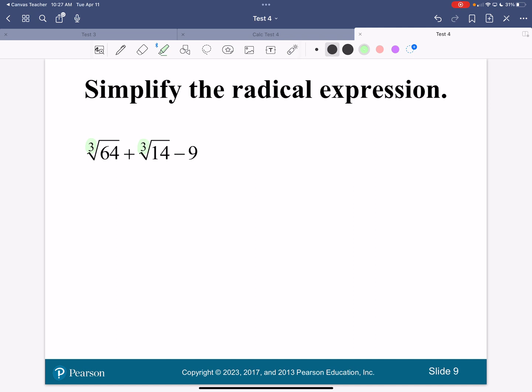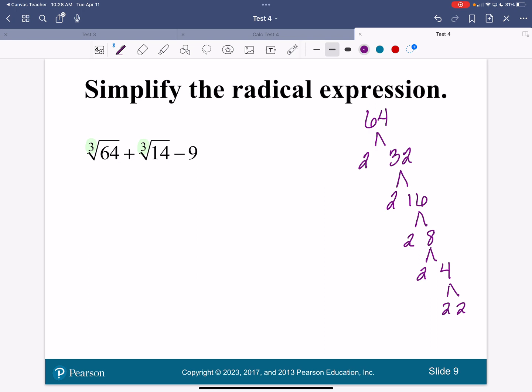So when we get to cubes, I always recommend doing the prime factorization. Okay? 64 is even, so what number goes into it? 2. So that's going to be 2 times 32. 32 is even, so what goes into it? Good. 16's even. Good. 8's even. And 4's even. So we got a whole bunch of 2's, don't we?